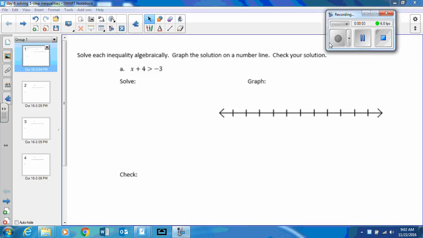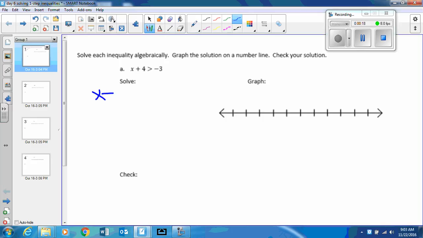This video will help you solve, graph, and check one-step inequalities. So solve each inequality algebraically, graph the solution on the number line, check your solution. So looking at our first example, we have x plus 4 is greater than negative 3.